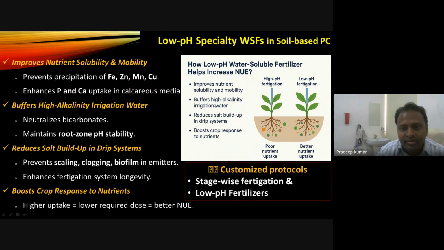We found that when we apply acids and reduce the pH to around 6 to 6.5, there is better nutrient absorption, and also better growth and yield. That could be achieved with the use of low pH fertilizer, because the nutrients are taken up by the plants very optimally when the optimum root zone condition is provided.